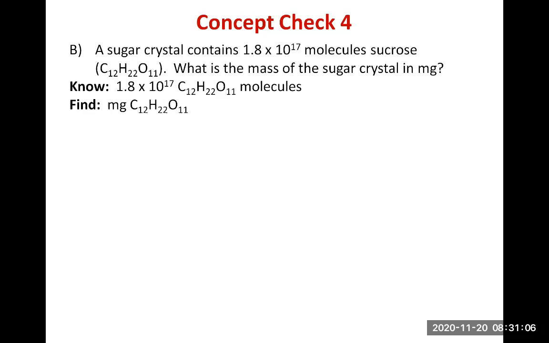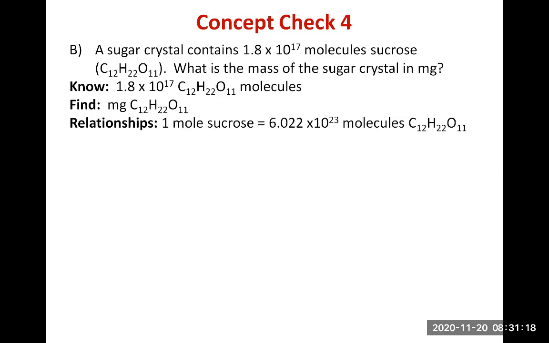Of course, there is no direct relationship between these two units. And so because we have a number of particles, number of molecules here, we will need to change that first to moles. From the moles, and let's write this equality. 1 mole of sucrose is 6.022 10 to the 23rd molecules of sucrose, C12H22O11. So this will allow us to change molecules to moles.